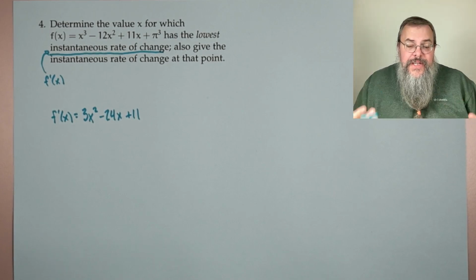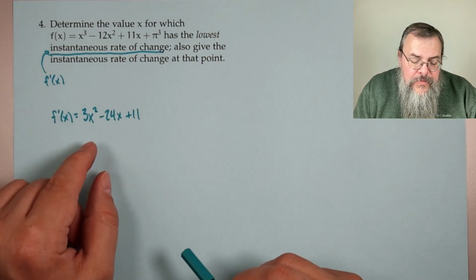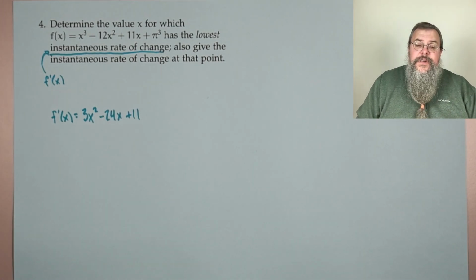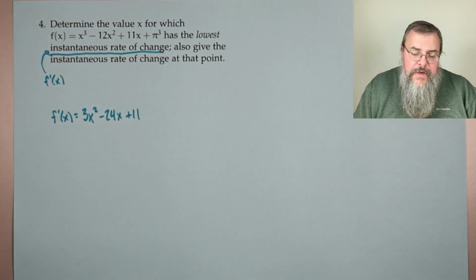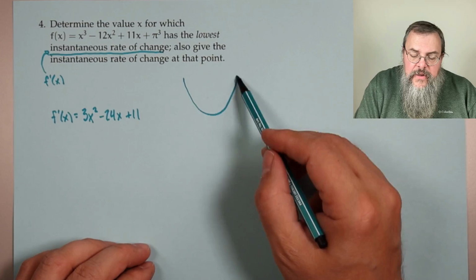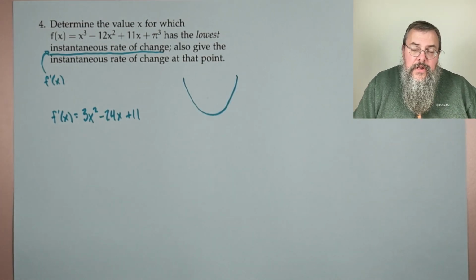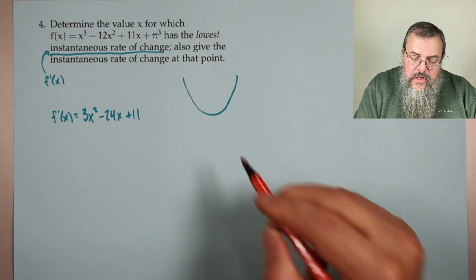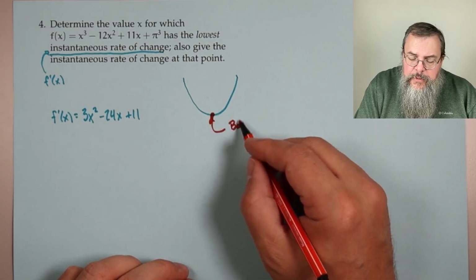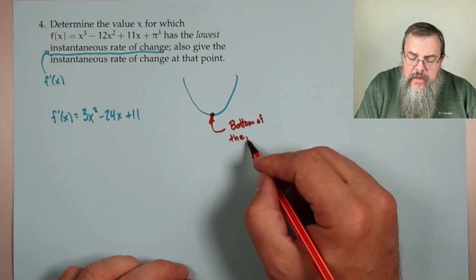Now, what are we after? The lowest instantaneous rate of change. And we say to ourselves, this is a quadratic. It means it's a parabola. I don't know exactly which parabola it is, but I can tell it's an upward facing parabola. So if I'm after the lowest instantaneous rate of change, I'm basically trying to find the bottom of the parabola.